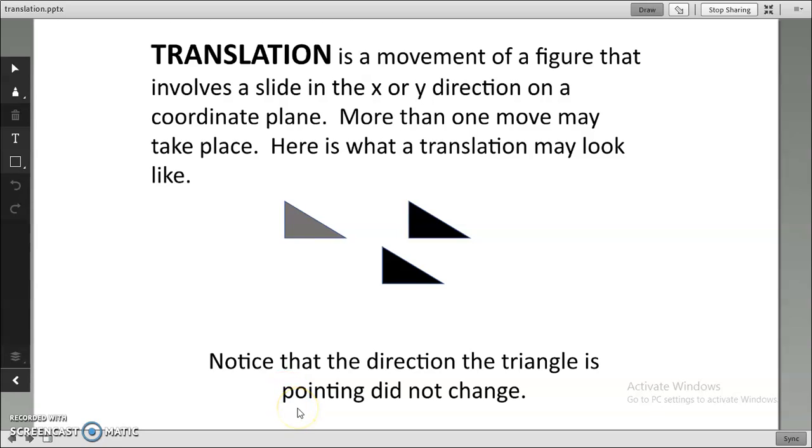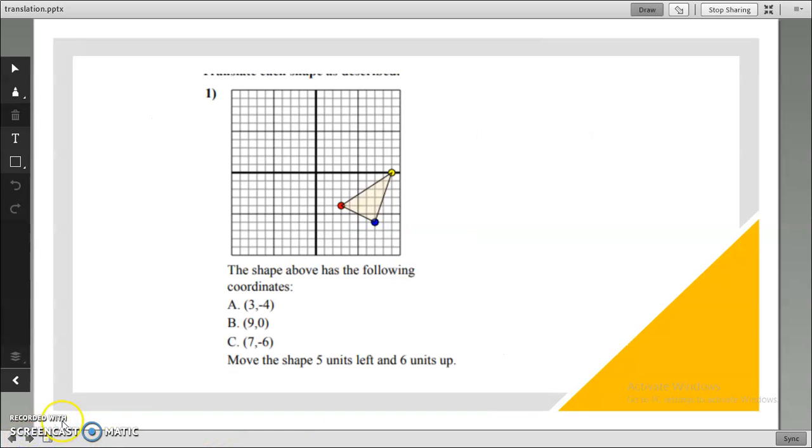Notice that the direction the triangle is pointing did not change. All right, so let's do some examples.